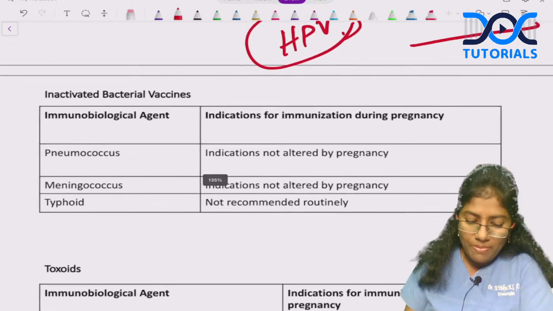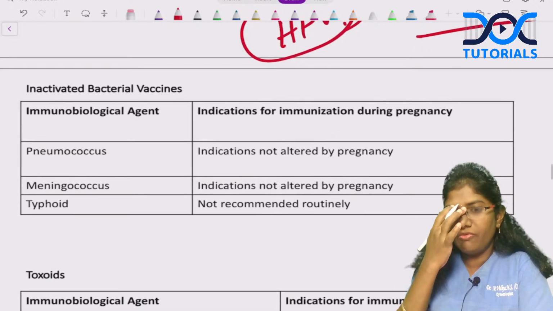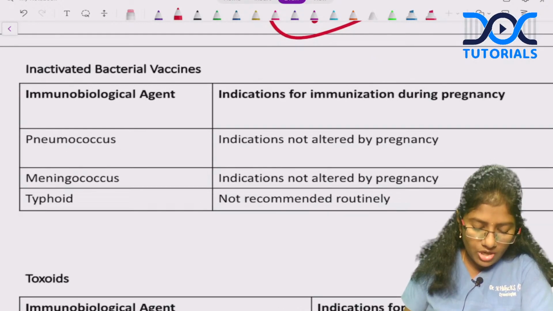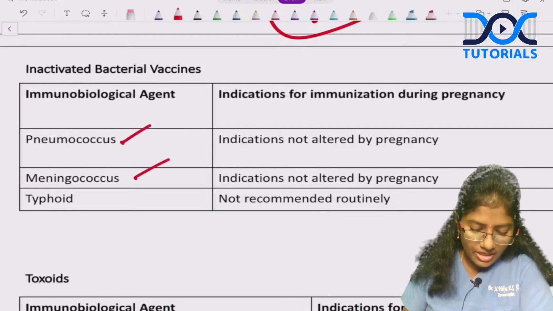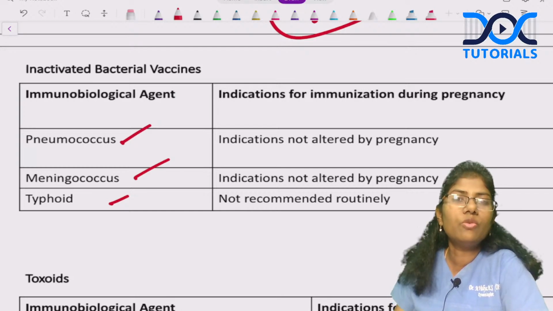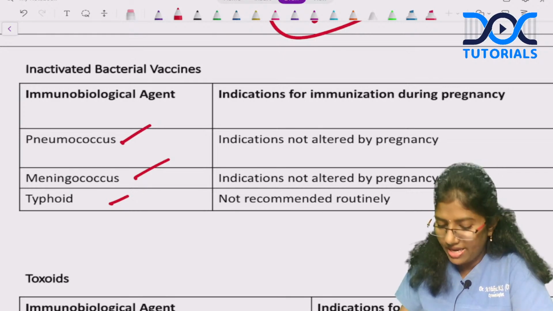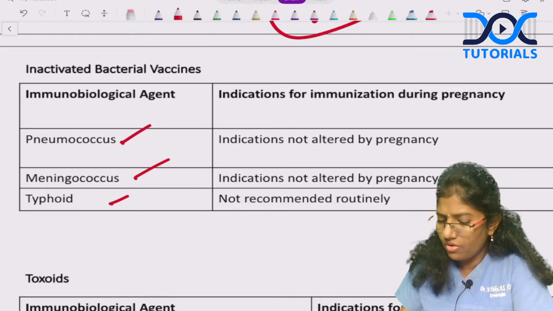Now coming to bacterial vaccines. We have certain inactivated bacterial vaccines. Most important of them are pneumococcus, meningococcus and typhoid vaccine. So what's your opinion, guys? Can we give these bacterial vaccines during pregnancy? Pneumococcus, meningococcus and typhoid vaccines. Yes or no?